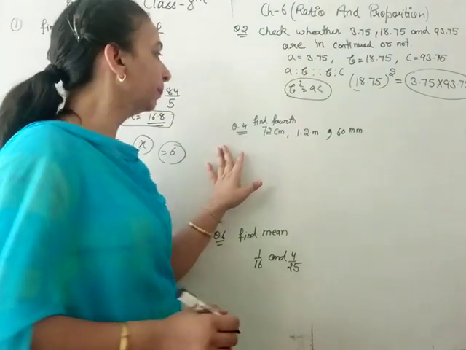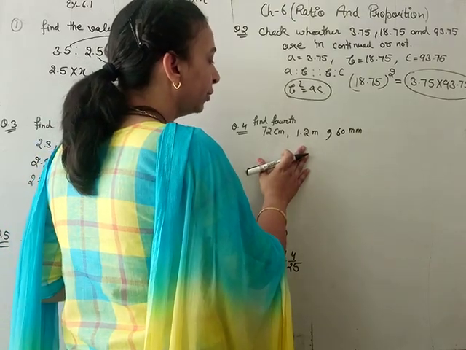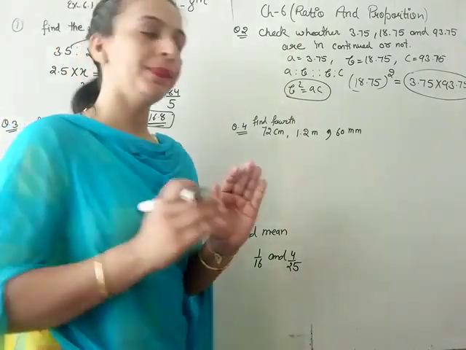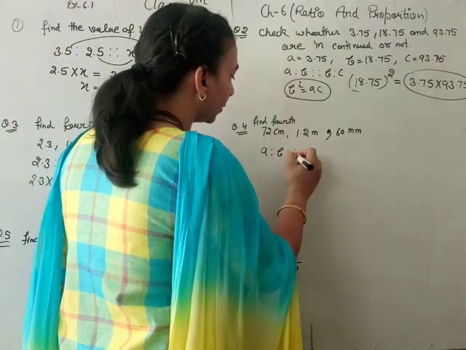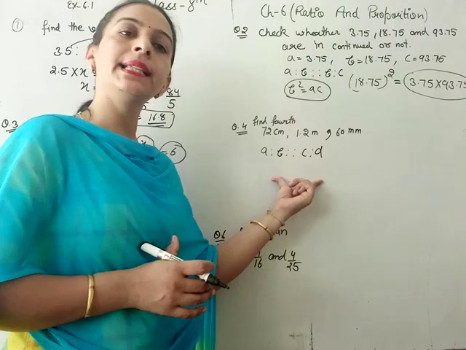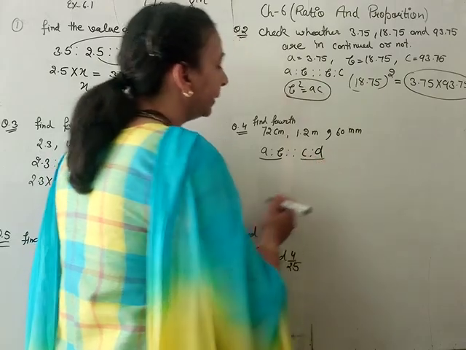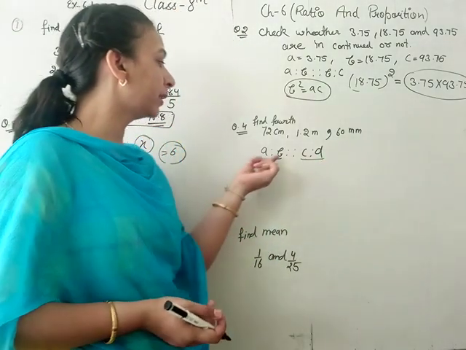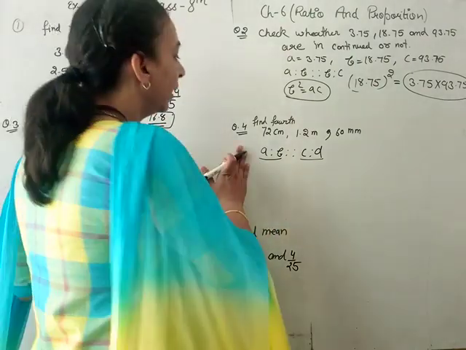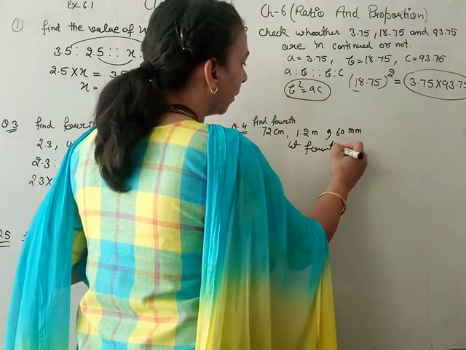Next, question number 4. Find the fourth proportional. First is 72 centimeter. Second is 1.2 meter. Third is 60 millimeter. Student, if they are in simple proportion, A ratio B proportional to C ratio D, then there is no need for all the quantities to be the same kind, but it is compulsory that A and B are both the same kind and C and D are both the same kind. Okay, so first we assume the first and second are the same kind and the third and fourth are both the same kind. We find the fourth proportional. Let the fourth be x.